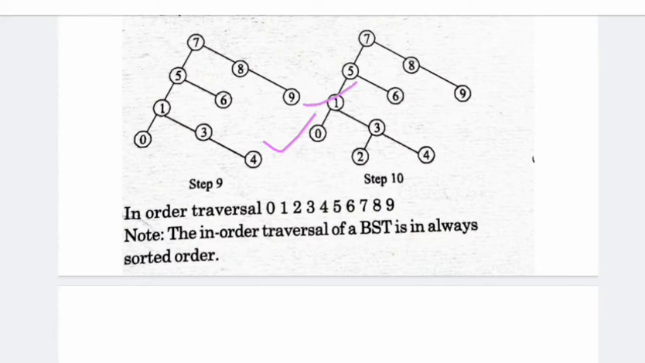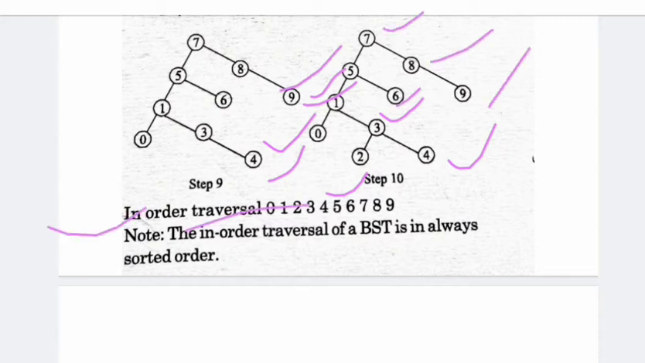Root is 0, then 1, then we come to the left 2, again we come to 3, 4, 5, 6, 7, 8 and 9. So here the in-order traversal is 0, 1, 2, 3, 4, 5, 6, 7, 8. Note the in-order of a BST is always in sorted order. So option C is the correct answer. Now come to the next question.